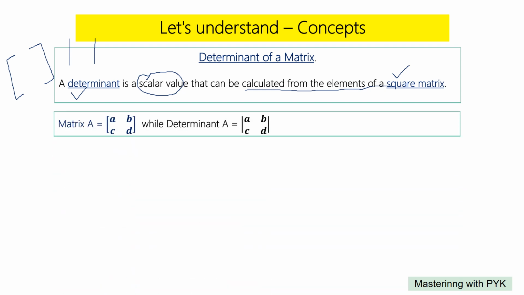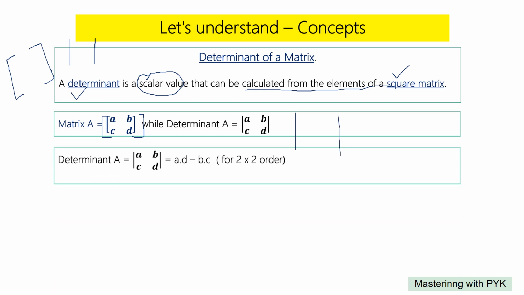Say a matrix A, denoted by the square brackets, with elements A, B, C, D, while determinant A is denoted by the parallel lines. So how do we calculate a determinant? We will have a square matrix, and for the calculation, we cross multiply. We take the cross elements and subtract their product from the product of the other diagonal elements. So here it is AD less B multiplied by C, and this is of the order 2 by 2.